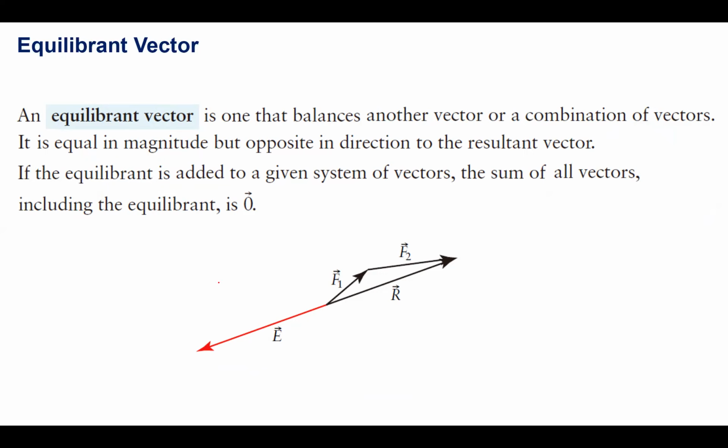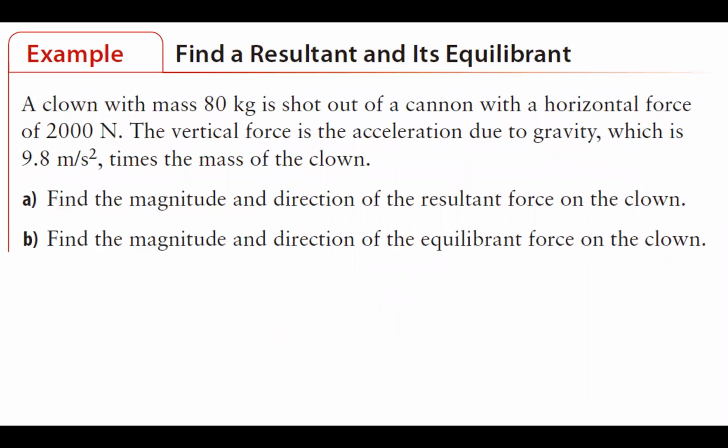So, for example, in the following diagram, the resultant vector of F1 and F2 is R, and E has the same magnitude as R, but with opposite direction. So vector E here is called the equilibriant vector of R. Are we clear? Okay, so let's have a look at an example. Find a resultant and its equilibriant.